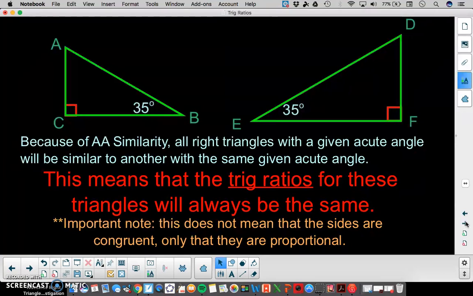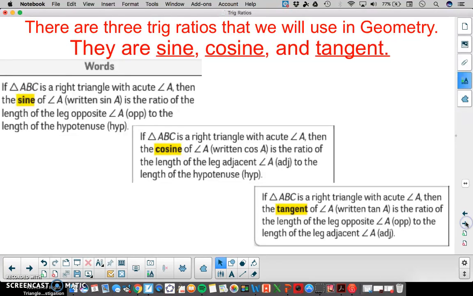Now, there are trig ratios that we are going to be dealing with in geometry. These are called sine, cosine, and tangent. And here are the definitions of each one of those.